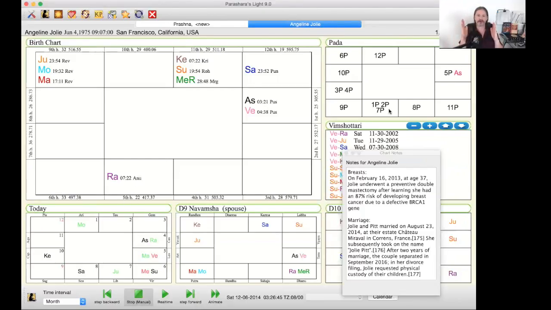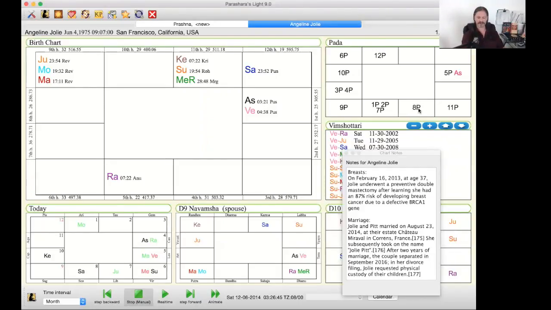So Saturn going over her first, seventh, and second house Bhava cusps showed first the attempt to make a commitment to it, and then the realization that it wasn't working, and then a rejection of that and of the partner, and a desire for physical custody of the kids because of the way Brad Pitt was acting.